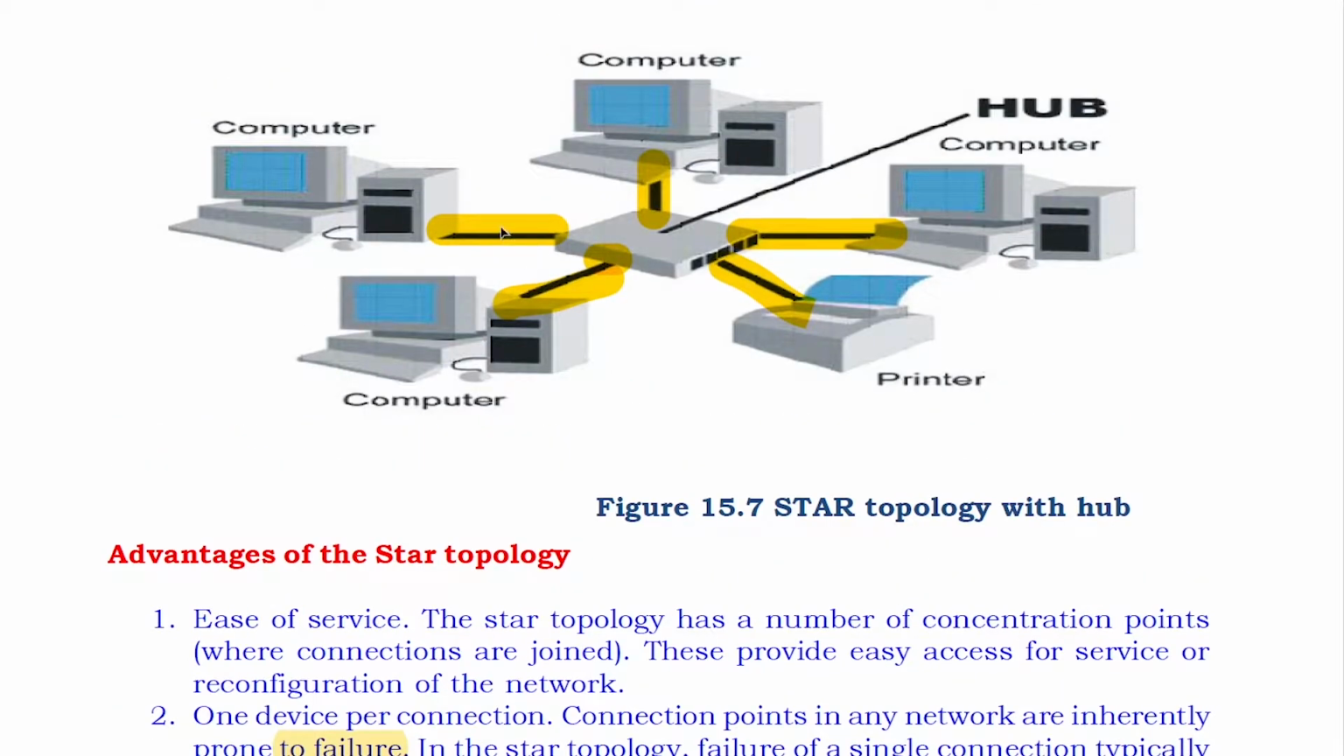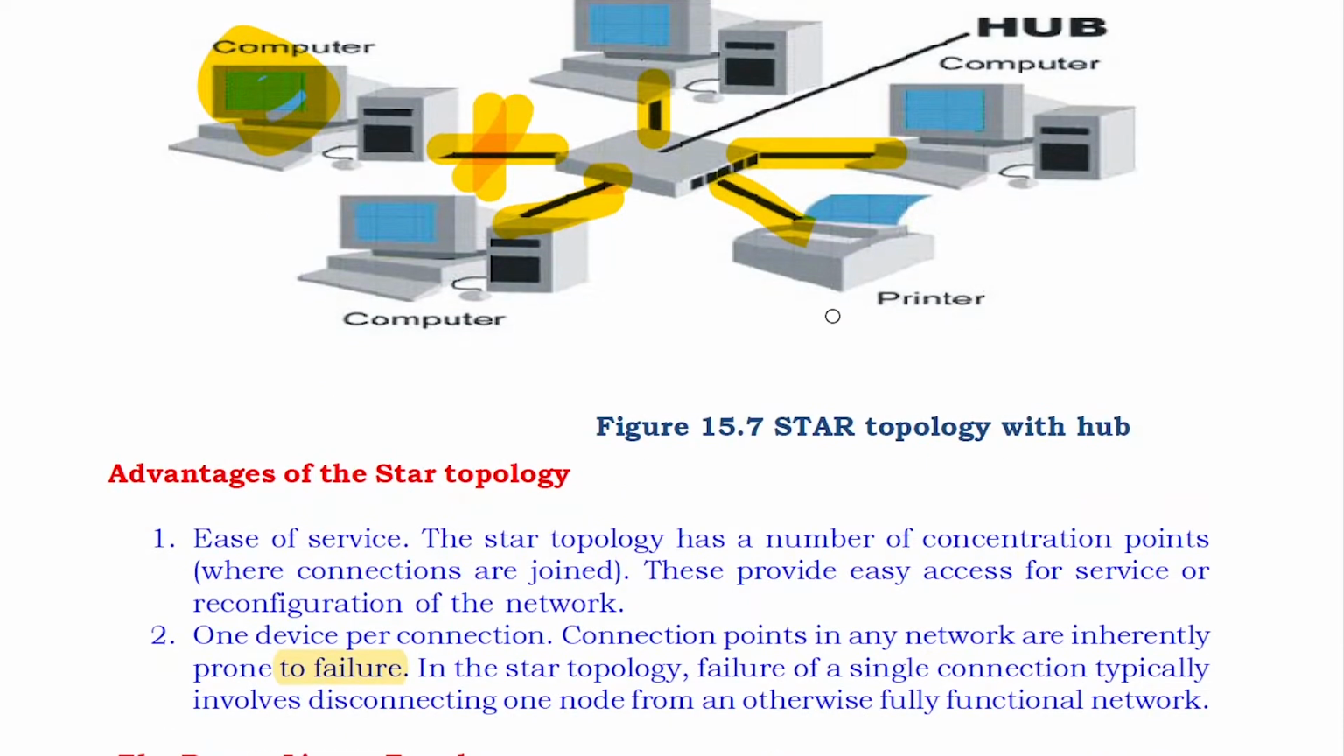In this case, if this computer is not working, this connection can be broken. This broken connection has no effect on other computers in the network, as there is one computer per connection. If any one of the computers is not functioning, it does not affect the entire network. That computer can be disconnected, and nothing will happen to the network. Still the network functions well. That is what the advantage is: one device per connection.